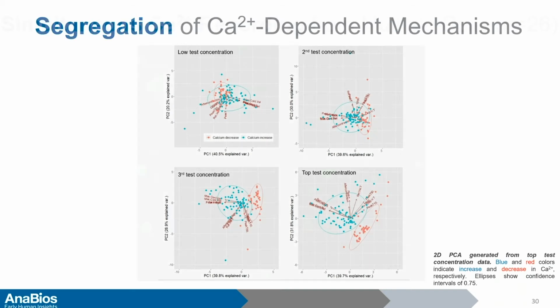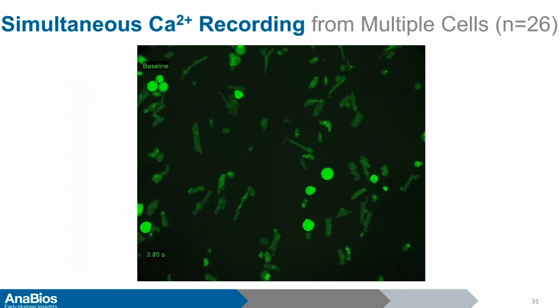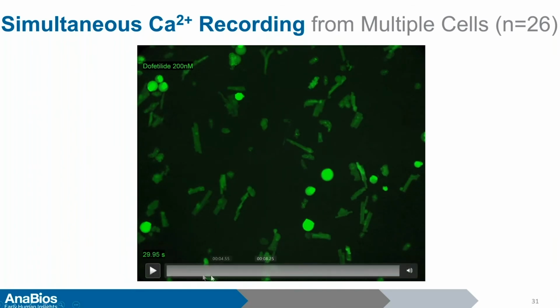To confirm the PCA prediction and to get an idea about the effect of compounds on the kinetics of the calcium transient, we developed a calcium model. In this slide, you see we conducted an experiment with 26 myocytes recording the calcium signal. In this experiment, if I replay the video for you, we recorded the calcium signal under baseline, and then we applied dofetilide at 1 concentration.